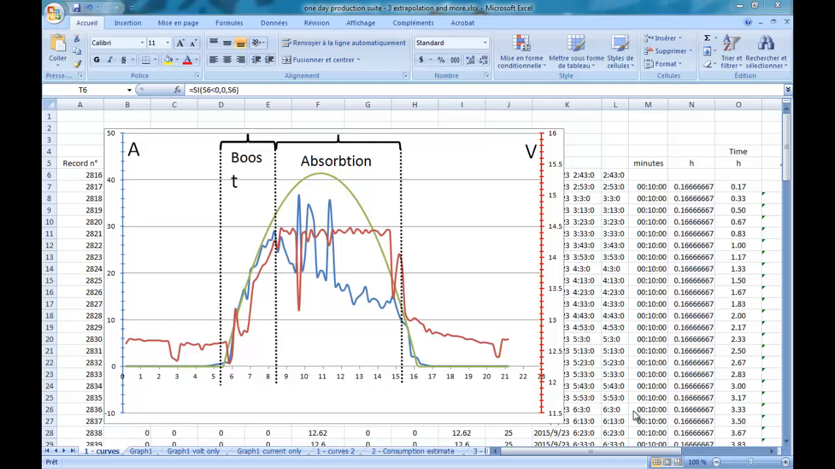Okay, so here it is, the new graphic. Let me explain what I've done. On the bottom here, you can see the time frame during the day, and on the left, you get the amperage on the blue curve, and on the right, on the red curve, you have the voltage recorded by the EPSOLAR. Now I have added a new curve, the green one, which is what could have happened if we got maximum power out of the panels.